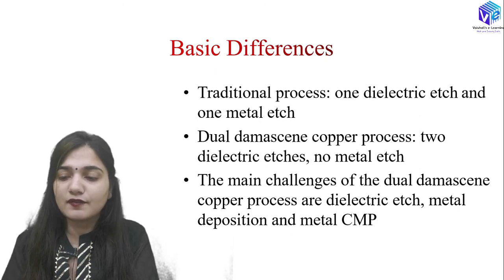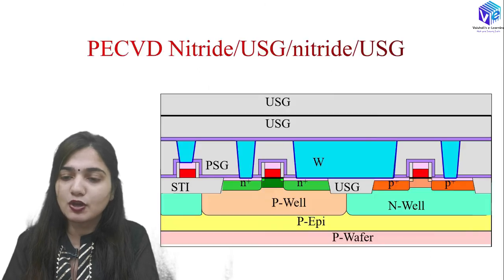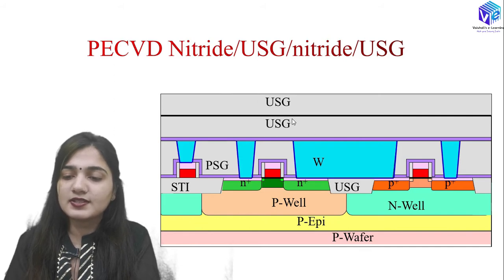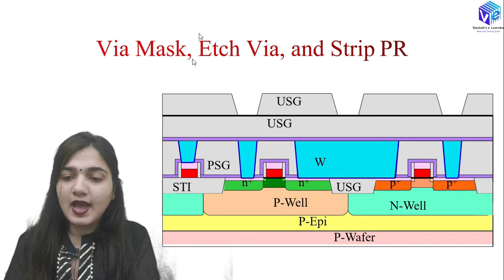The main challenges of the dual Damascene copper process are the dielectric etch, the metal deposition and the metal CMP. So all of them are very important. We are going to talk about all of them. So you can see we are going to deposit the nitride, then the USG and the nitride USG. So here you can see we have two layers of the nitride and the USG, right? Here you can see this is the first layer of the USG and this is the second layer of the USG. After that we are going to form the via mask and we are going to form the via holes right here.